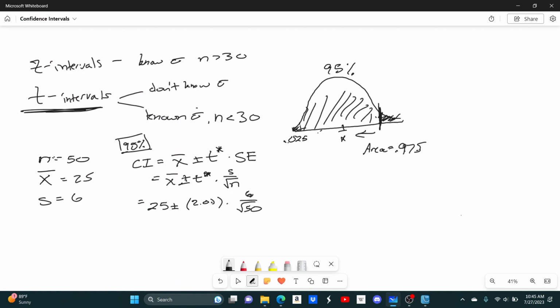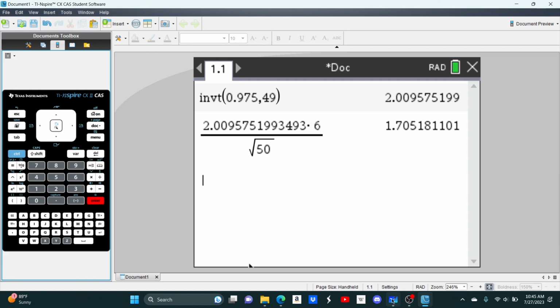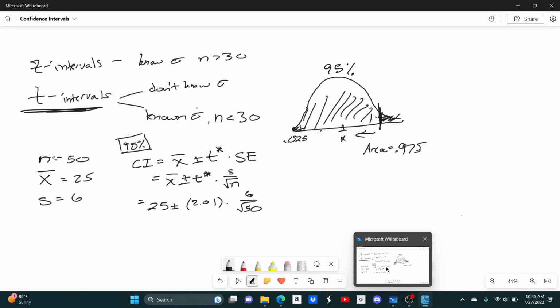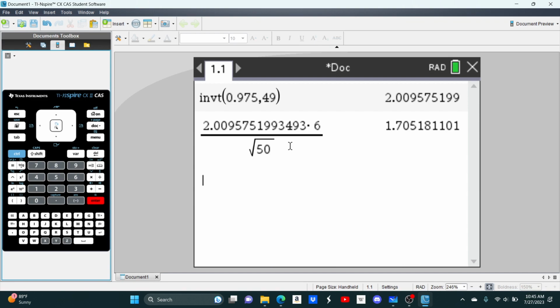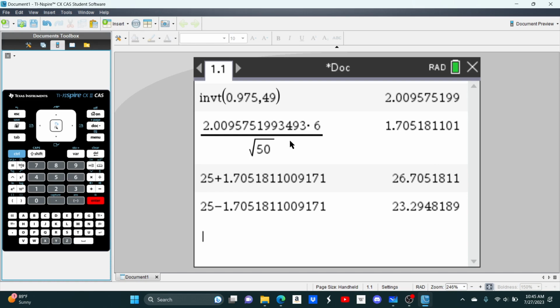So now I can use this to calculate my confidence interval, right? It's going to be that times 6 divided by the square root of 50. And then it's going to be 25 plus that for my high end, 25 minus that for my low end. So my confidence interval is everywhere from 23.3 to 26.7.